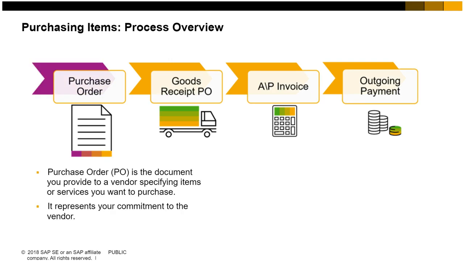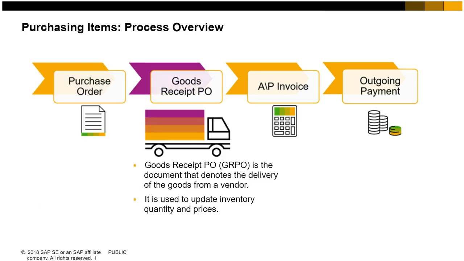The purchase order, PO, is the document you provide to the vendor, specifying the items or services you want to purchase, including agreed-to quantities and prices. It represents your commitment to the vendor to purchase the items. The goods receipt PO is the document that denotes the delivery of goods from a vendor to a company. It is used to update the inventory quantities and values.